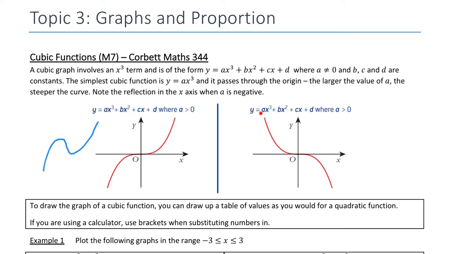If a was a negative number, so this is maybe minus 2x cubed, the graph could look like this, or it could look like the more extreme version where you've got a minimum and a maximum and so on. But the general shape is, for the one on the left, as you move from left to right, it goes up, and generally as you move from left to right, this one goes down.